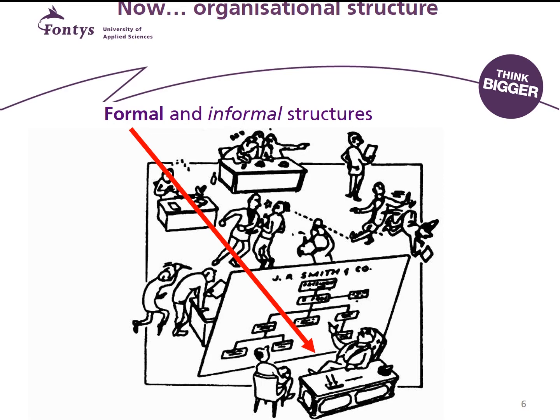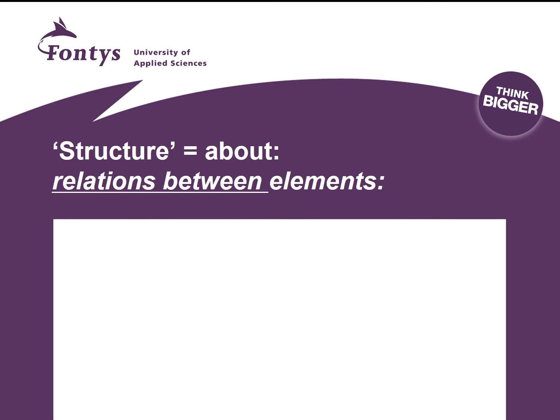For instance, the classic example is that the relationship between the director and his secretary sometimes is quite different than the formal relation that you can see in the chart. Structure is about relations between elements. That's the basic meaning of structure. Structure is about what kind of relations there are between elements, how they are designed, how they function, how they are organized.